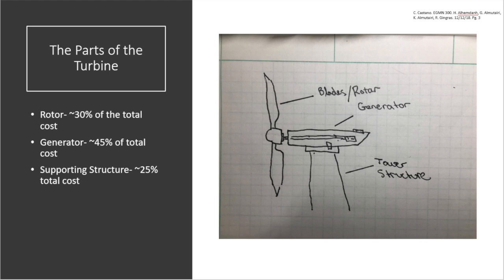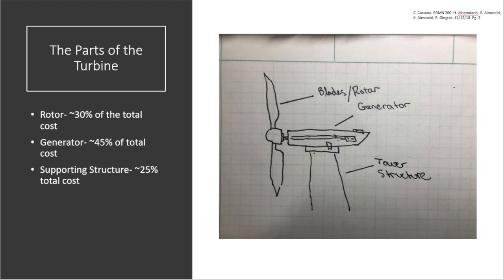The horizontal axis wind turbine is split into three components: the rotor, the generator, and the surrounding structure. The rotor, which approximately equates to a third of the total wind turbine cost, includes the blades for converting wind energy to low speed rotational energy.